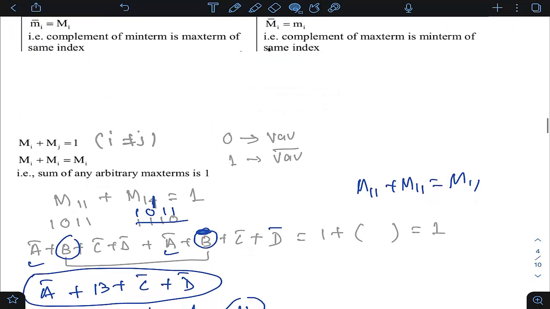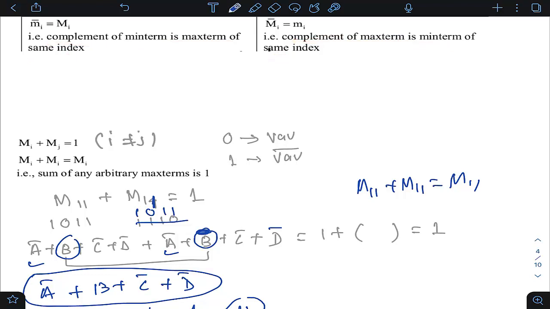Yeah, you see, this property says minterm i complement is equal to maxterm i, or maxterm i complement is equal to minterm i. That is, the complement of a minterm is the maxterm of the same index, and the complement of a maxterm is the minterm of the same index. What is the meaning of it?